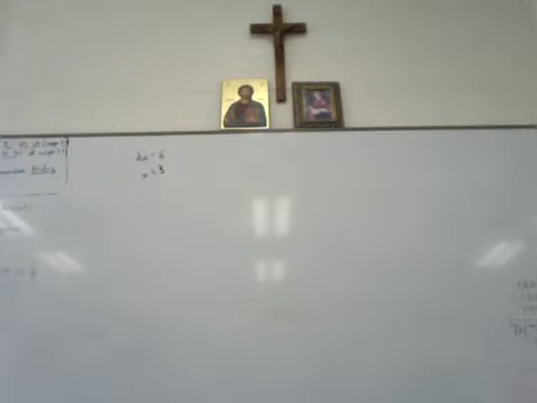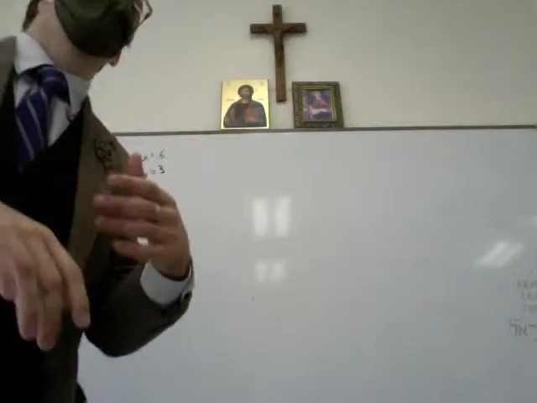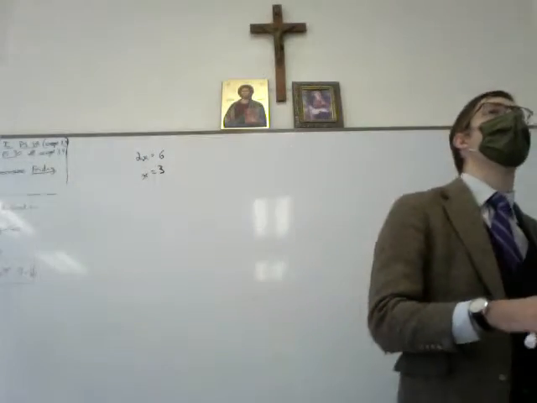So in this example, 2x equals 6. What am I going to have to do to x? Divide by 2, right? Because right now, what's happening to x? It's being multiplied by 2, so I need to undo that. Whatever is happening to our variable in the equation, we need to undo it to get the variable all by itself.